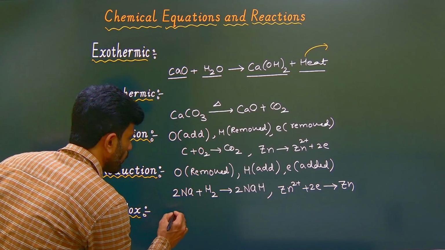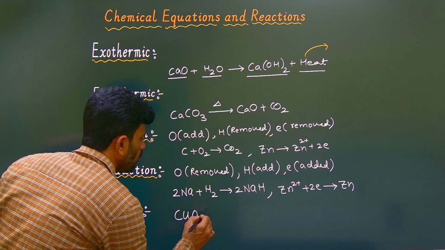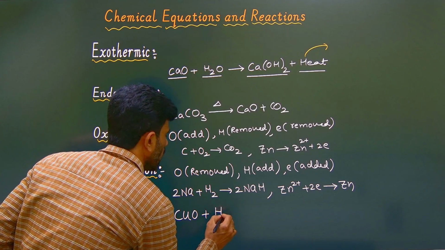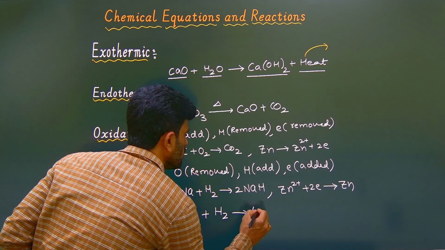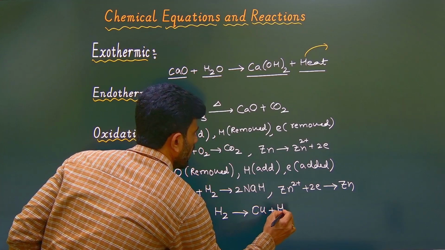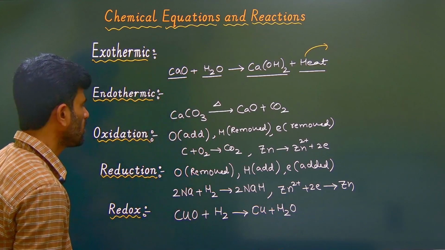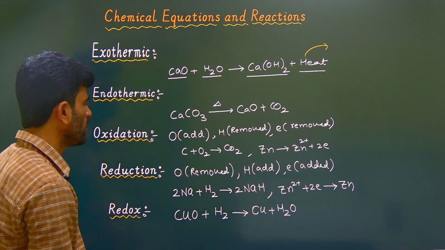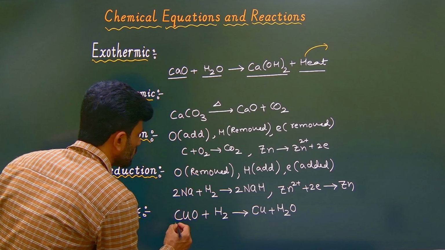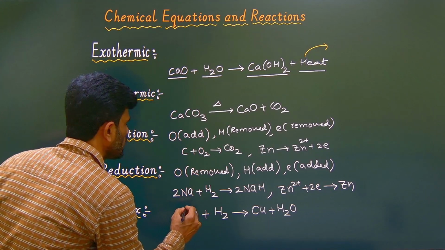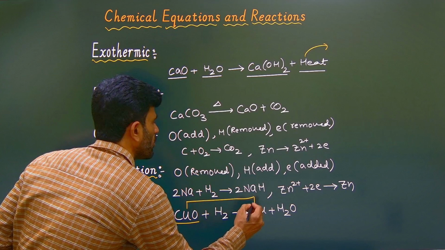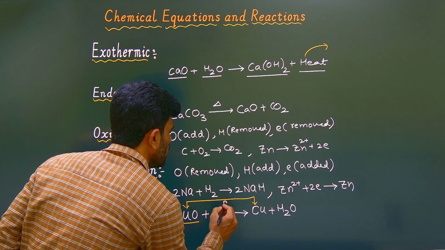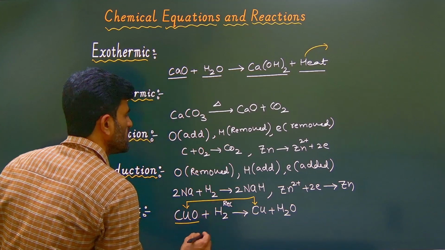Now let us see one example. I have CuO plus H2 gives rise to Cu plus H2O. What is happening here? Copper oxide and hydrogen combine together to form copper and H2O. Here what happened? If you see this copper oxide, after the reaction, what happened here? Only copper. So in this case, reduction took place because oxygen is removed.